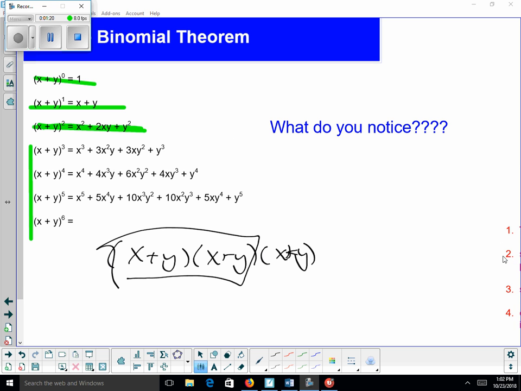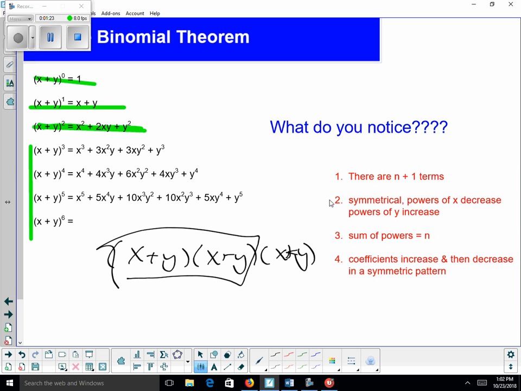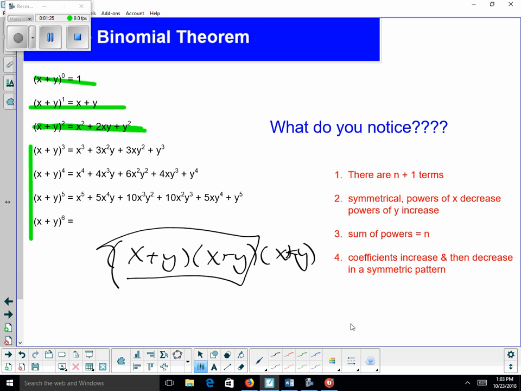Okay, I hope you had a couple of minutes to look at that. These are some things that you should have noticed that are pretty key to what we're doing today. First of all, if I'm raising something to the fourth power, I have 1, 2, 3, 4, 5 terms. So I always have one more term than the power. So if I'm raising something to the fifth power, I'm going to have 6 terms. If I raise something to the 10th power, I'm going to have 11 terms.